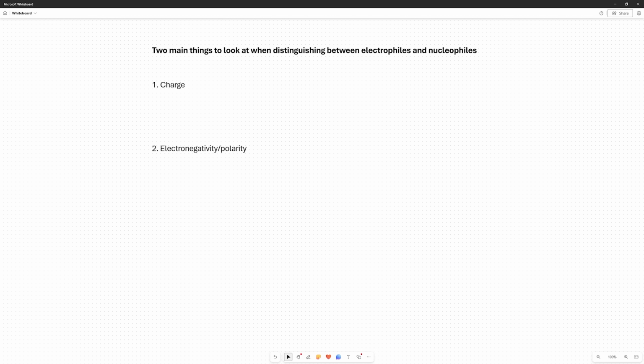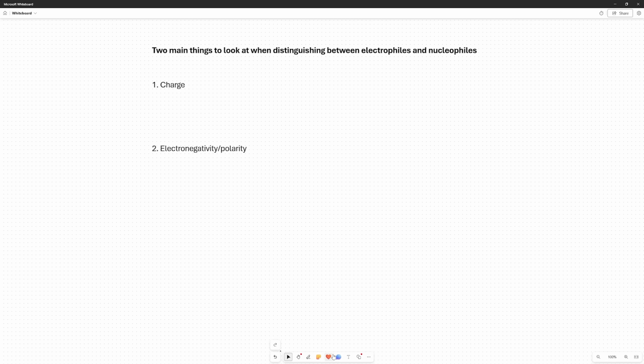To distinguish between electrophiles and nucleophiles, you're going to want to look at two main things, and we've already touched on it a little bit. That's the charge and the electronegativity or polarity of the compounds. For example, if you've got a negatively charged ion, like a chloride ion, that's going to be nucleophilic because it is electron dense, so it wants to give up that electron. And then you've got something like hydrogen, which really wants an electron, so that's going to be electrophilic.